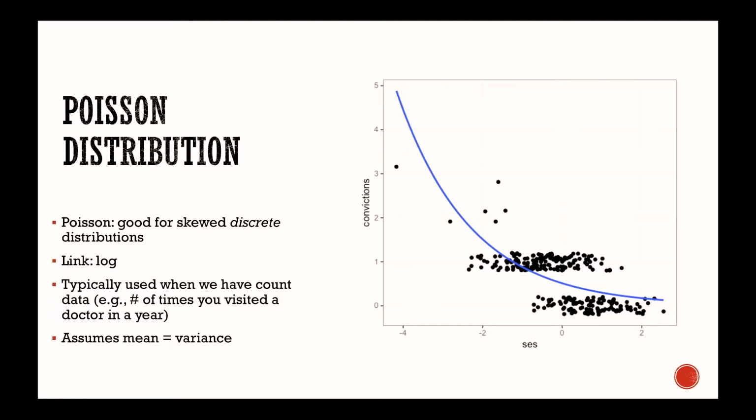With the Poisson distribution, we make a critical assumption. We assume that the mean of the distribution is equal to the variance of the distribution, which we'll talk about in the next slide, why that's an important assumption and how we can generalize it. On the right is a graphical depiction of the criminal data set that I simulated in R, and it shows a relationship between socioeconomic status and convictions, modeled with Poisson regression.